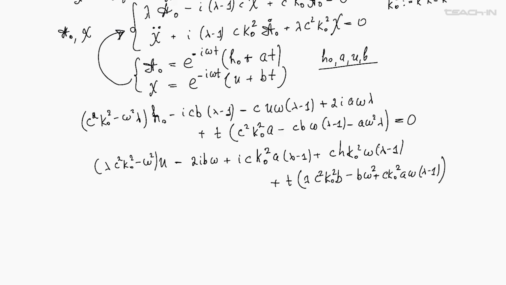I mean, you don't need to remember these formulas. It's just straightforward substitution of the ansatz A0 and chi into these equations will produce for you these expressions.